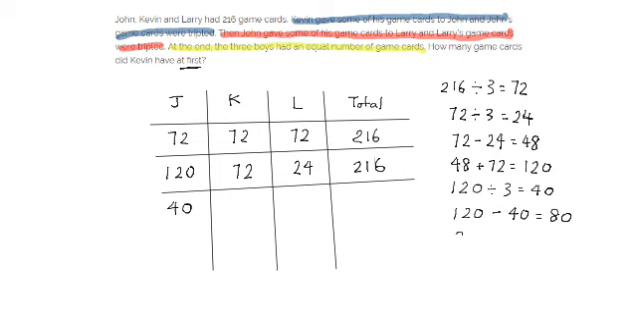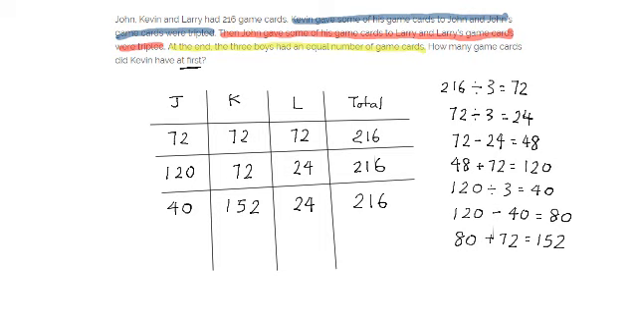So 80 plus 72 equals 152. So I know that Kevin has 152 at first, and Larry 24. Once again, we need to check that these three values, 1, 2, and 3, add up to 216.